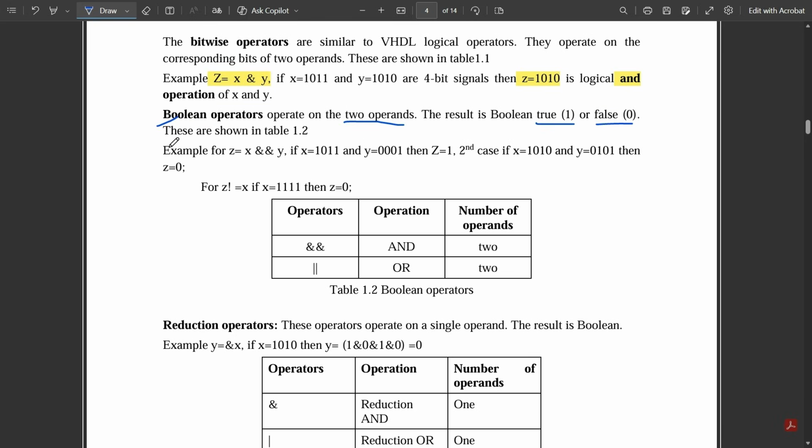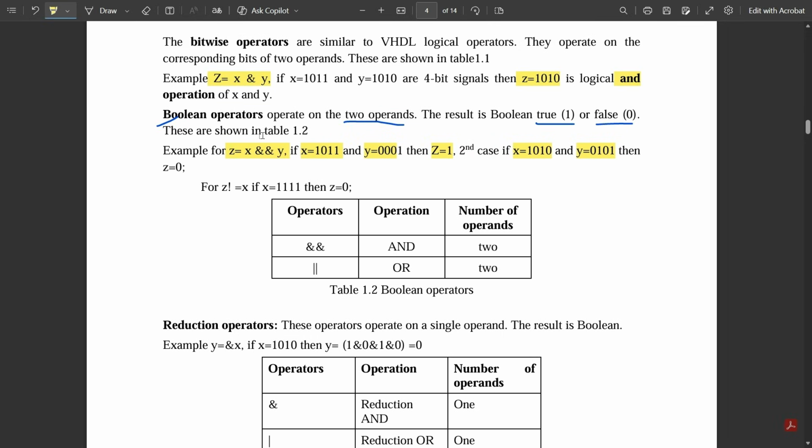And one example for the Boolean operators they have given, you see here, if z is equal to x double and y, where x is 1011, y is 0001, then z is equal to 1. Second case, if x is 1010 and y is 0101, then z is equal to 0. Okay, for z equal to not x, if x is 1111, then z equal to 0. These are the operators which are used for Boolean operations.